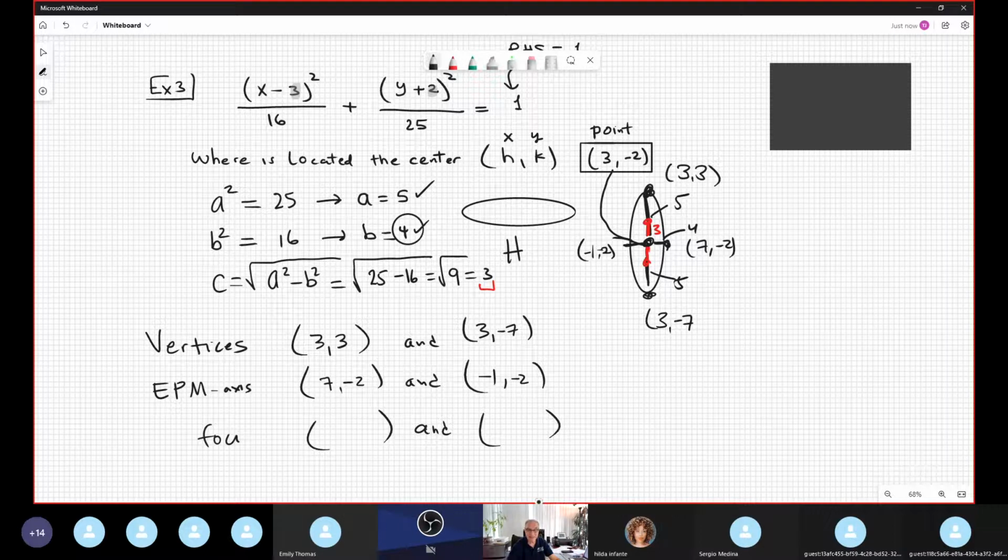And the foci lie on the y-axis. The distance is 3. 3 up, 3 down from the center. So the focus is located at the point 3, 1. This focus is 3, 1, and this focus is 3, -5. The vertex is -7. The focus is -5.